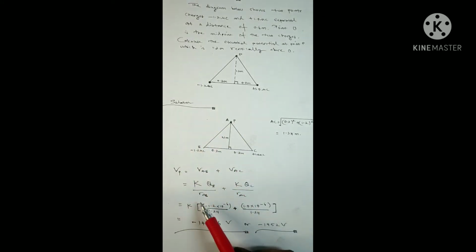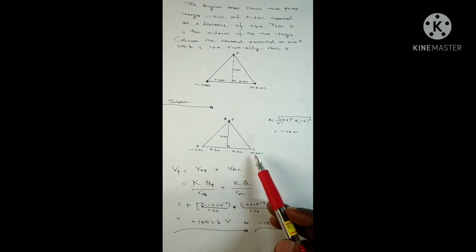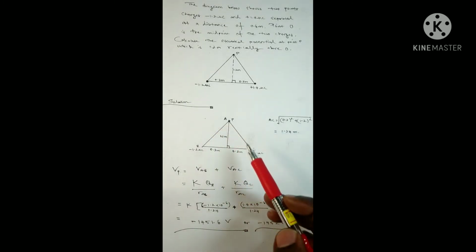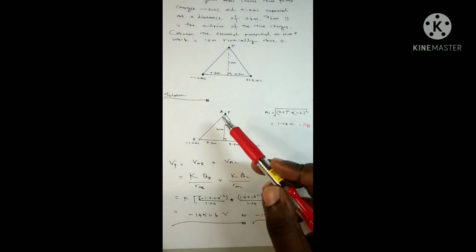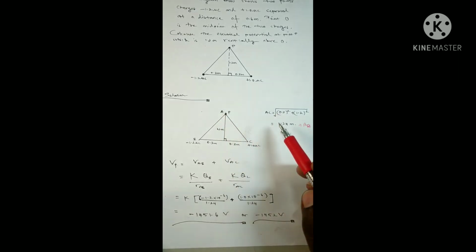We know that electric potential is kq over r. So for AB, k qB over the distance from A to B, plus for VAC, k qC over the distance from A to C. Unfortunately, the distances AB and AC are not given. So we're going to use mathematical tools like the Pythagoras theorem to find the distance of AB and AC, which is equal to 1.24 meter.